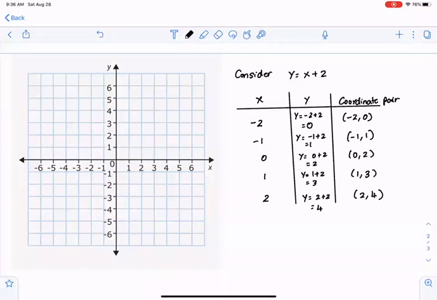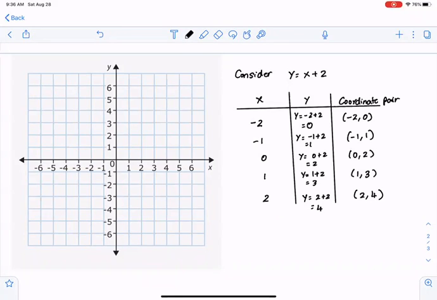So we are going to take the coordinates that we created and put them on the graph. If x is negative and y is positive, it has to be in the second quadrant. But you've got to be careful because y is 0. If y is 0, the point has to lie on the x-axis. If x is 0, the point has to lie on the y-axis.